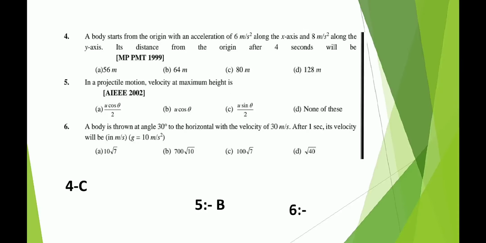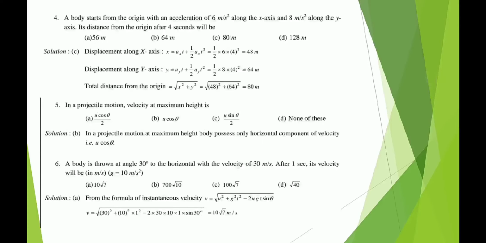Fifth one, the projectile motion velocity at maximum height is option B, u cos theta. Because in projectile motion at the maximum height, the body possesses only the horizontal component of the velocity, so it will be u cos theta.